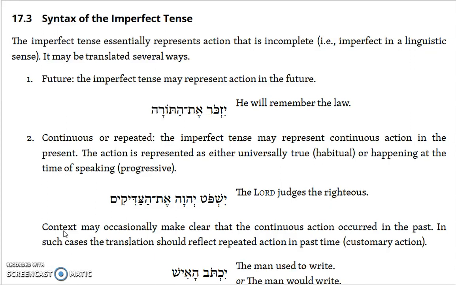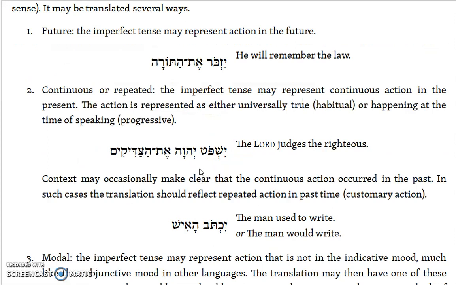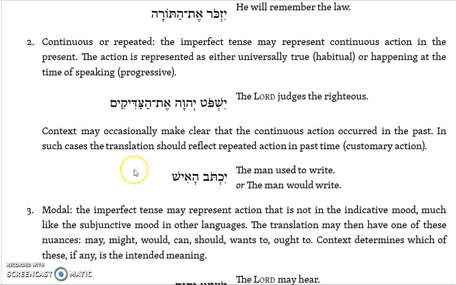And so he gives you the example here. He will remember the law, yizkor et haTorah. And here yizkor is in the imperfect to indicate that that remembering has not yet taken place. The imperfect, however, can also refer to continuous or repeated action, either in the present or the past. And so here he gives you an example of a repeated action in the present.